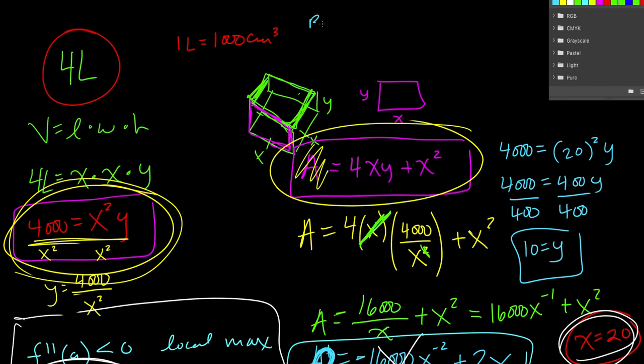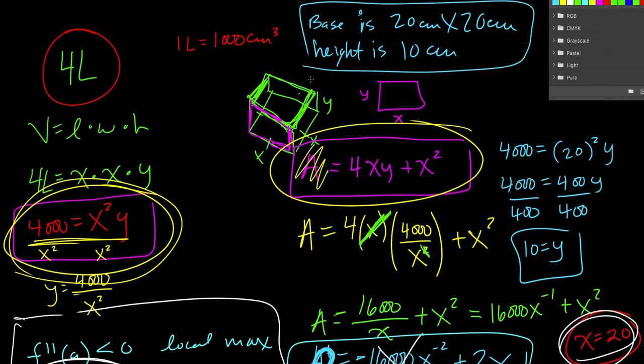So the base is a 20 centimeter by 20 centimeter square, and then the height is 10 centimeters. And that will give us the smallest surface area and still give us the original volume that was desired. Okay, the next video will show the next problem, and then we'll be done after that.